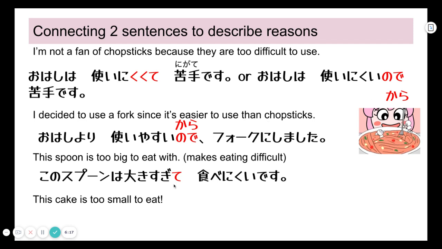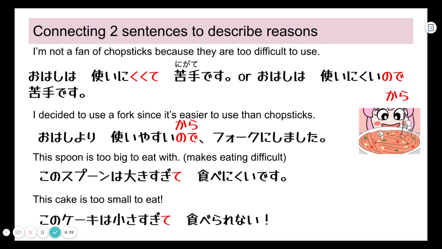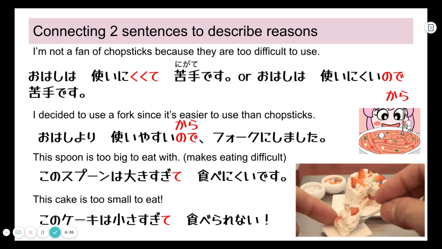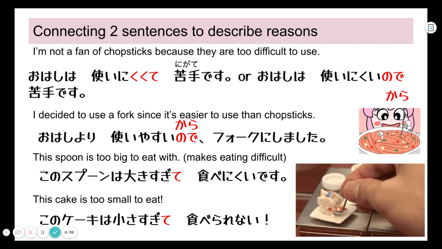大きすぎます is a verb, right? So change that to て form. 大きすぎて食べにくいです。So you have にくい here too. Very cool. Okay, this cake is too small to eat. 小さすぎて食べられません。But Japanese people make that kind of stuff.